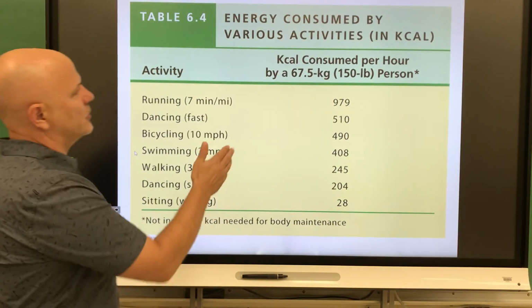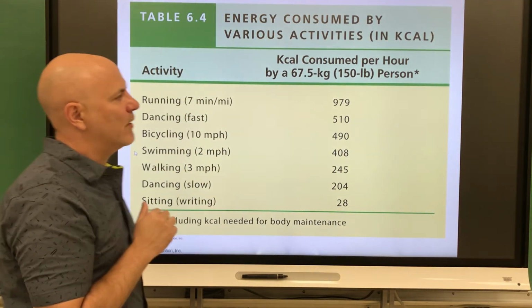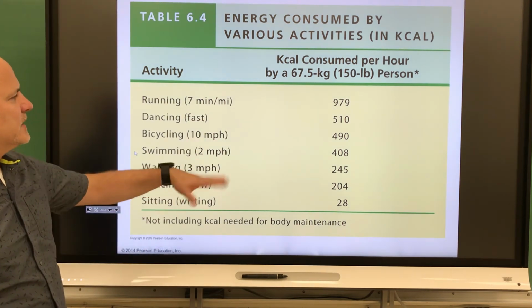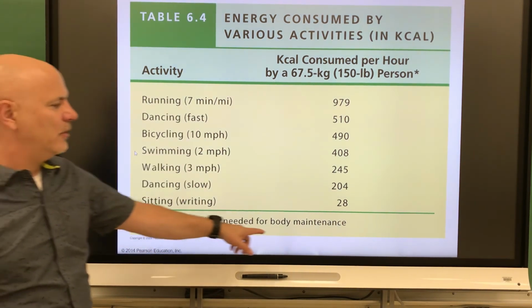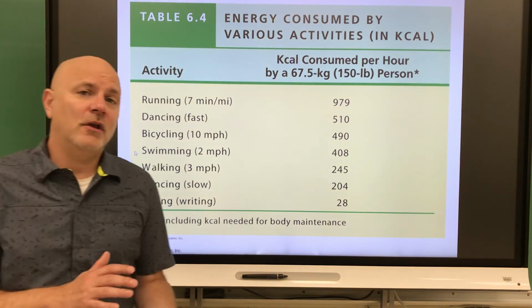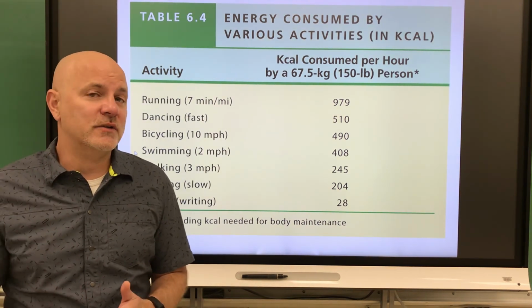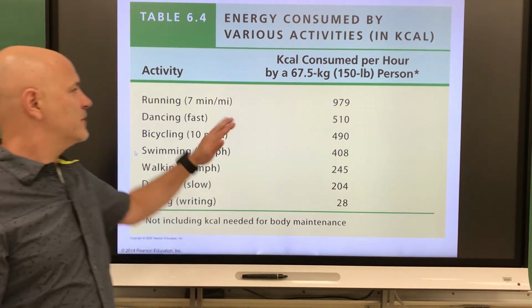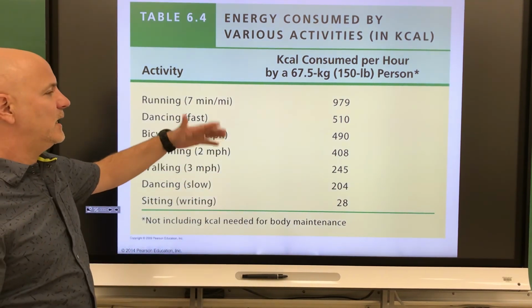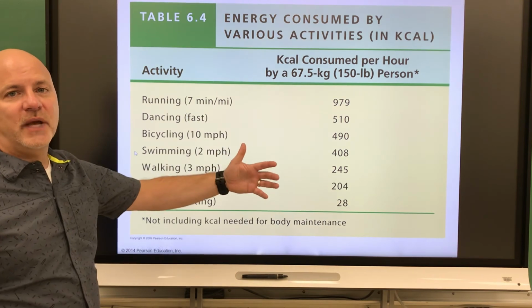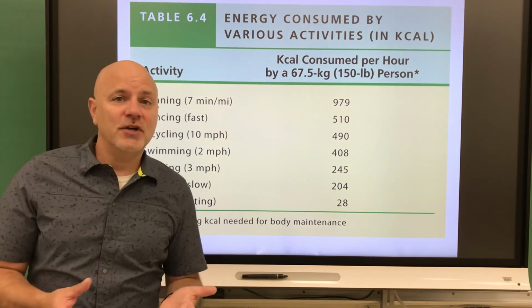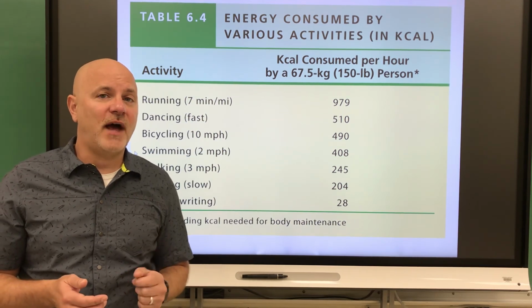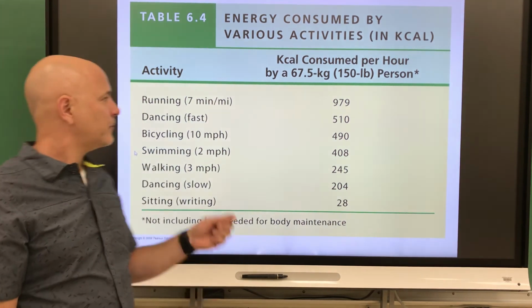So this is showing a chart looking at kilocalories consumed per activities. All right, so you can see these, and this is not included for your body maintenance. You're going to use anywhere from 1,600 to 2,200 kilocalories per day for your body's maintenance. So this shows activities that you would have to do in addition to that to work off some extra energy. Now, I'll just let you know, 1 pound of fat is equal to 3,500 kilocalories.